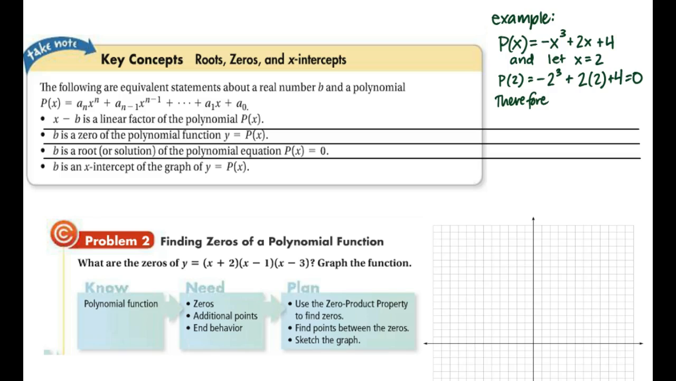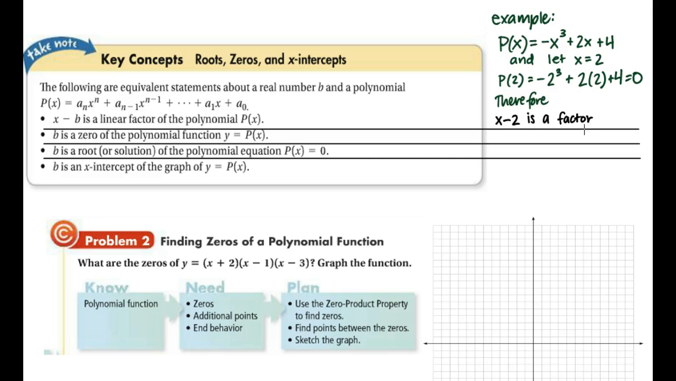So now let's make it more real and actually do an example at right. So my example equation is p of x equals -x to the third plus 2x plus 4. We're going to let x equal 2. So that means when I substitute in 2 for x, I get a y value or an output value of 0. So therefore, I can conclude that x minus 2 is a factor of the function.